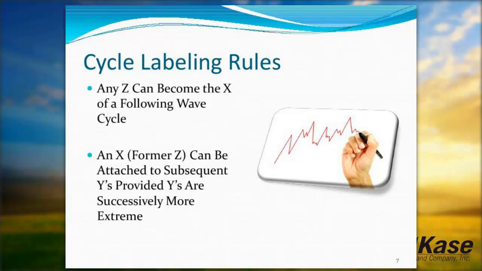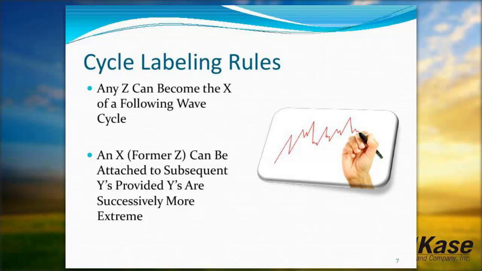All right, so moving forward, let's talk a little bit about cycle labeling rules or wave labeling rules. Whenever we start to label waves on a chart and pick the waves for analysis, we have to know what valid, invalid, and irregular waves we're going to pick, and really when it comes down to it, what the valid waves we're going to pick, and where the X, Y, Z points of a wave are. And it's important to also know that any Z of a wave can become the X of the following wave cycle. And I'll show some examples of that here in just a moment.